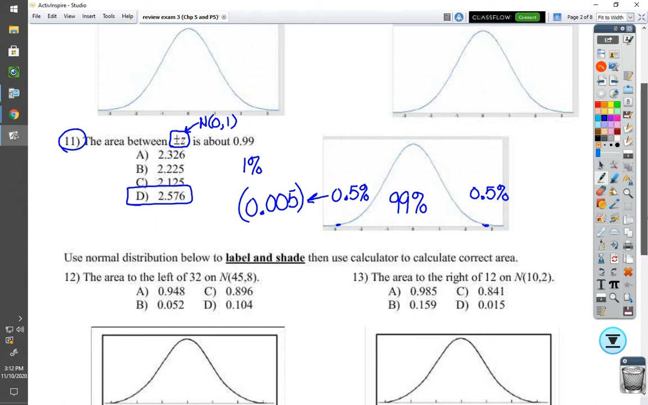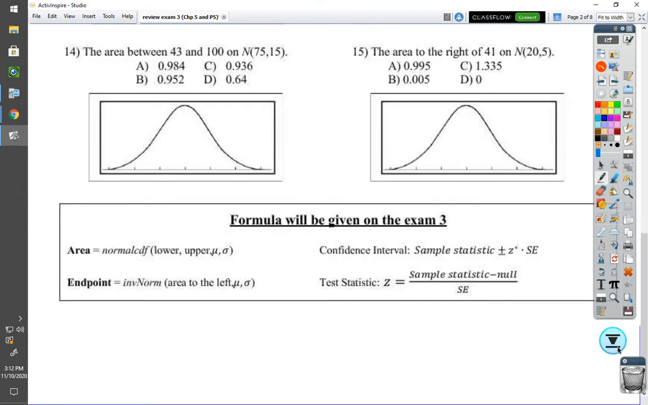Make sure you pay attention to the bottom of the sheet, and the bottom of the sheet states that you will be given these formulas on exam number 3. You can also have your formula sheet available. They will be very, very useful to you.